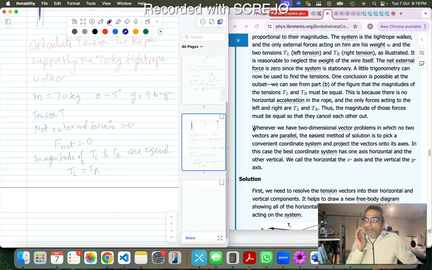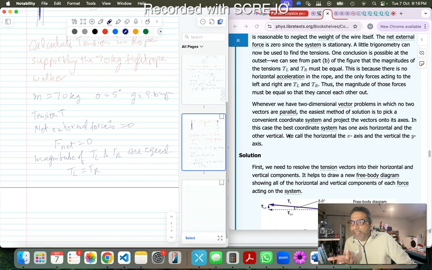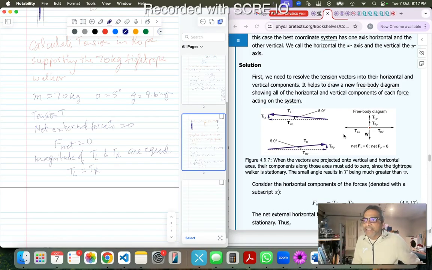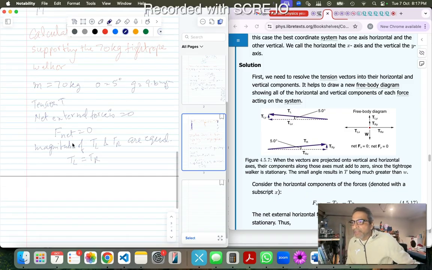Whenever we have a two-dimensional vector problem in which no two vectors are parallel, the easiest method of solution is to pick a convenient coordinate system and project the vectors onto the axes. In this case, the best coordinate system that we can use is horizontal and vertical. We call the horizontal axis the x-axis. Now this is where the actual things come out.